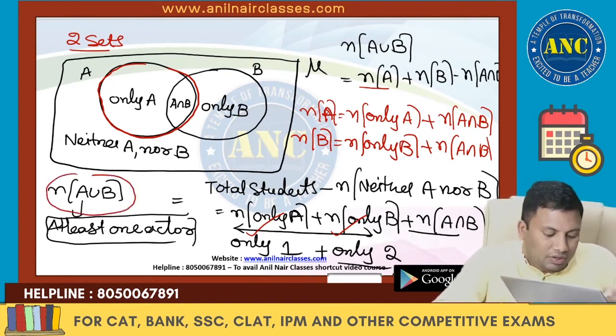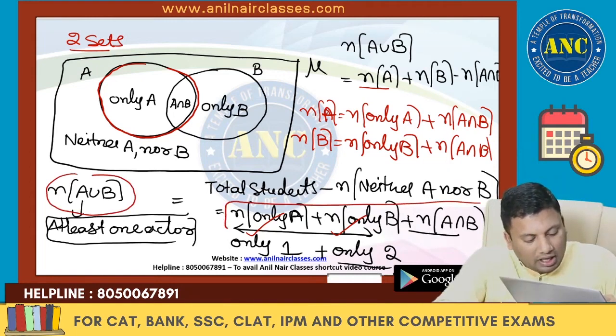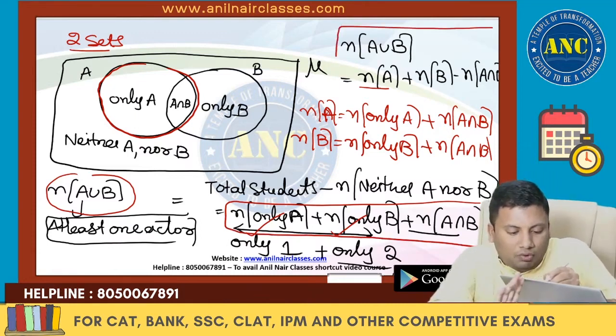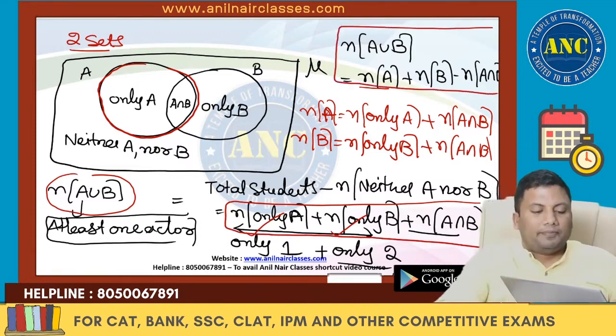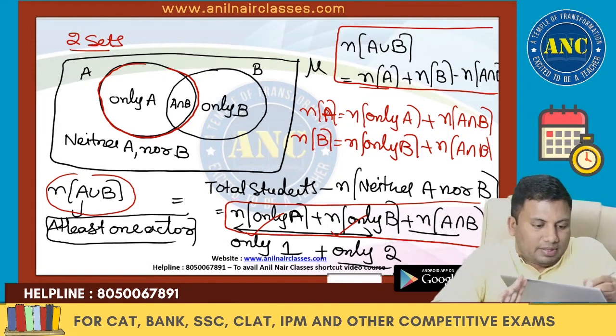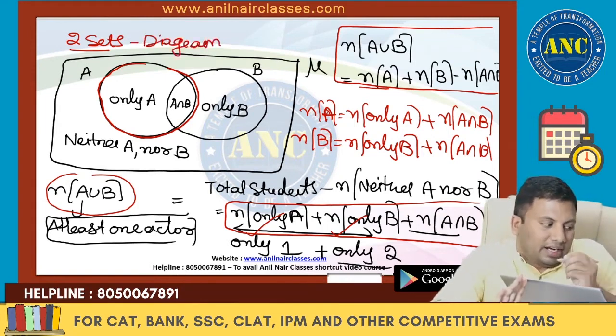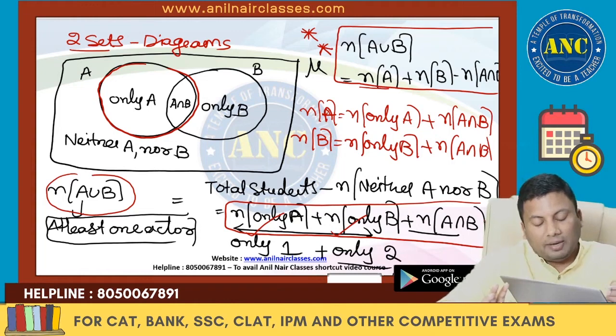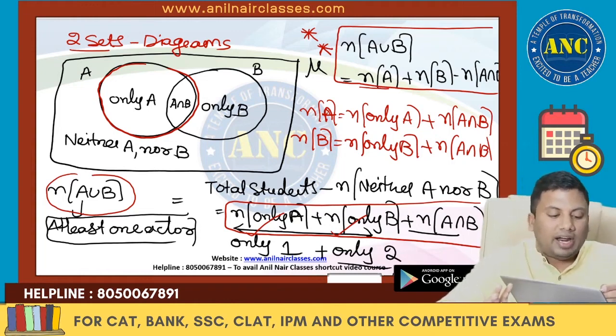N of A union B is N of only A plus only B plus N of A intersection B. Or if I remove only, it is N of A plus N of B minus N of A intersection B. We will solve a lot of set related problems using diagrams. We will avoid using this fundamental principle of inclusion and exclusion.